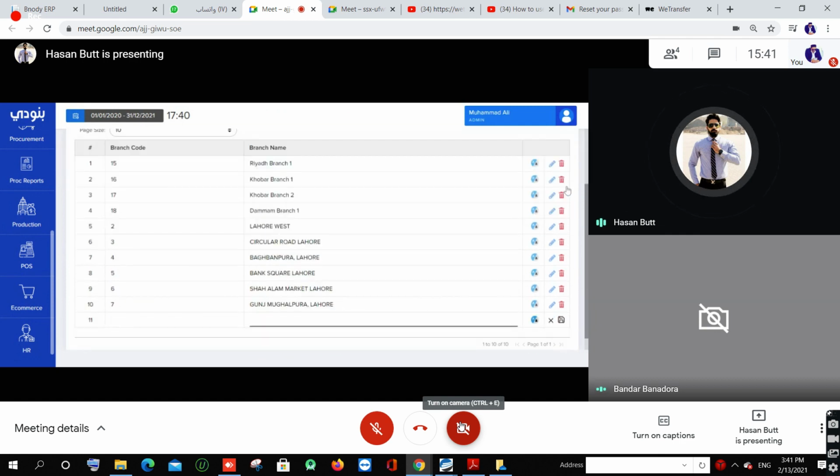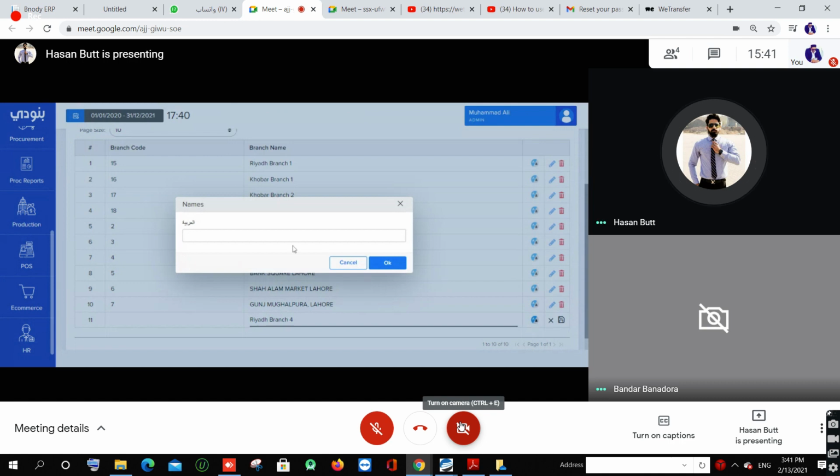Just clicking on this plus button, we will add the location name, which is the branch name as well, which can be the Riyadh branch number 4. And we just need to save it. Also, we can add the Arabic name of that.